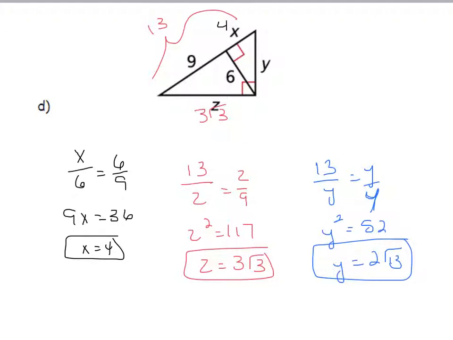Okay, so the first thing I did, because I had the altitude, was do the part over altitude, altitude over part. So x over 6 equals 6 over 9, giving me 4 for x. Now I know that since this is 4, the whole thing here has to be 13. So now I picked z first, so 13 over z equals z over the part that's closest, which is 9. Did my cross multiplying, this is 9 times 3. Then I did the whole thing over the leg over the part that's closest to it to find y. And I got 4 times 13, so this is 2 square root of 13.